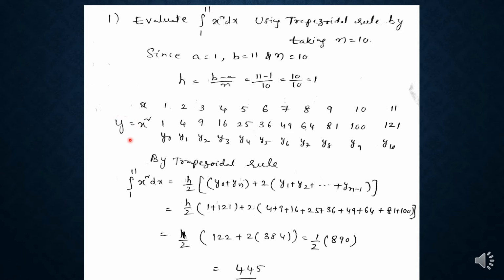So the function y is equal to x square. So in this tabular form, by using the trapezoidal rule, integral 1 to 11 x square dx is equal to h by 2 into y0 plus yn plus 2 into y1 plus y2 plus and so on plus yn minus 1. Here h is equal to 1, that is 1 by 2 into, here y0 is the first ordinate is 1 and last ordinate is 121.